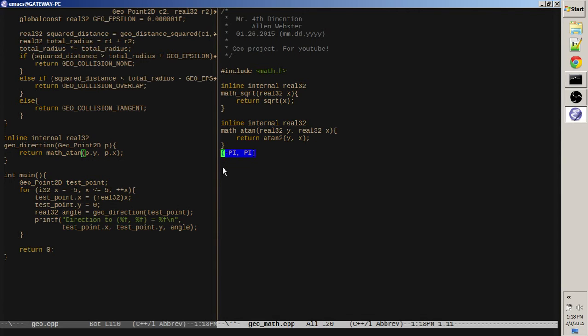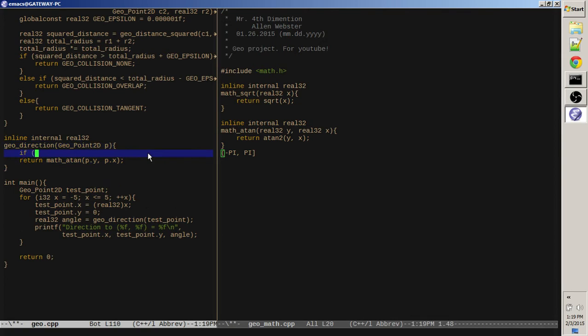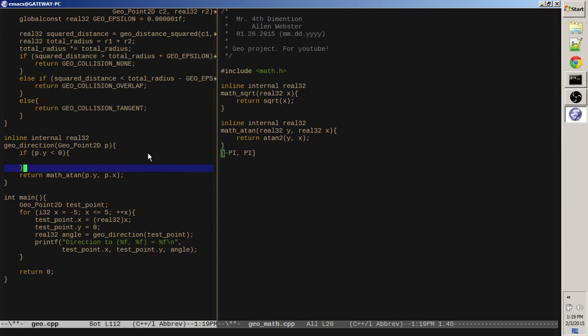Right, so then I'm going to take that math ATAN function that has that range, and I might do an if on it. Right, I'm going to do like an if p dot y is less than 0, then we're going to add pi like so, right? Otherwise, don't add pi. Or that should be add 2 pi.